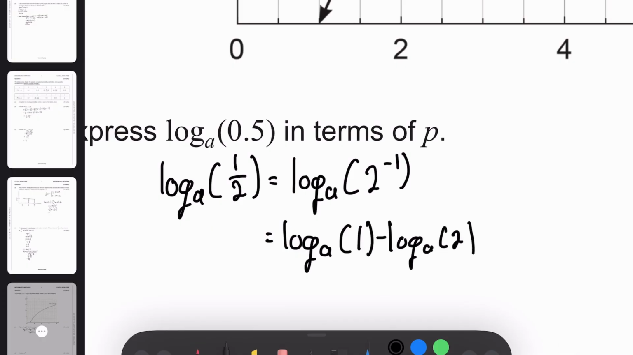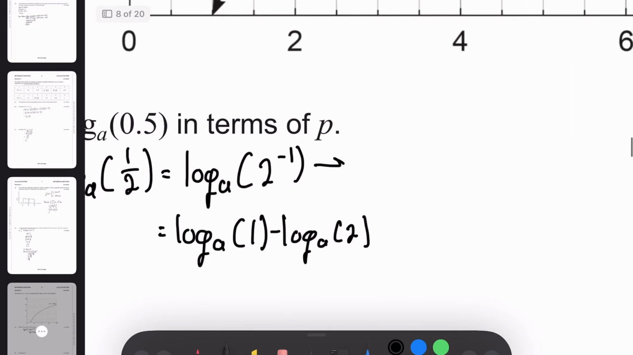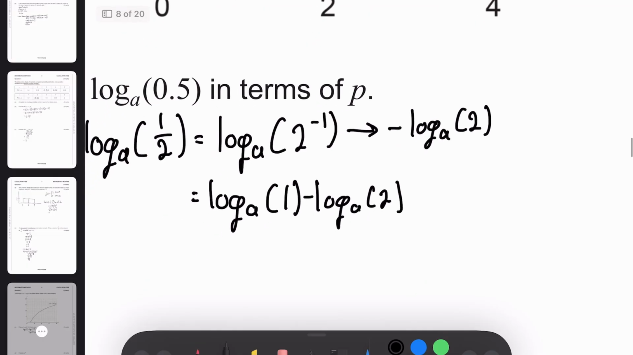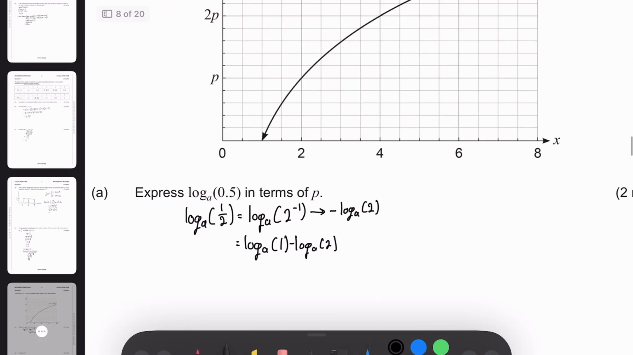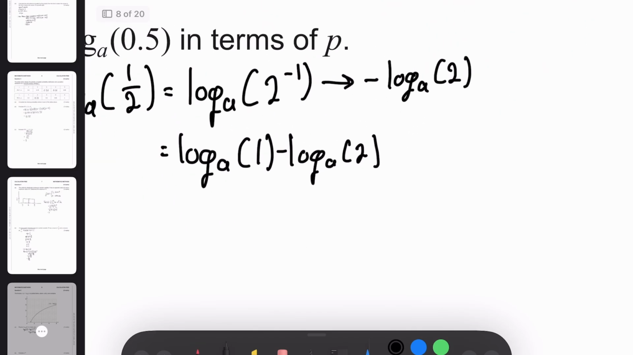A of 2. Now these are both ways that you can express this, okay? Then from here, for this one, you would write negative log a of 2. And then for this one, you can just plug in the values here. But since log a of 1 is 0, as it always is, you're also left here with negative log a of 2.